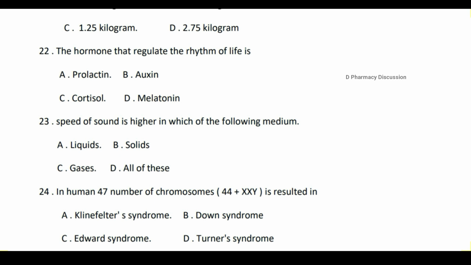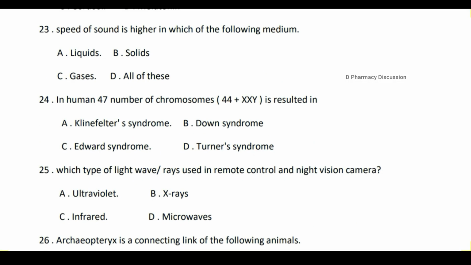Then 24. In human, 47 numbers of chromosomes, that is 44 plus XXY is resulted in. Options are A Klinefelter syndrome, B Down syndrome, C Edwards syndrome, D Turner syndrome. Correct answer is option D, that is Turner syndrome.